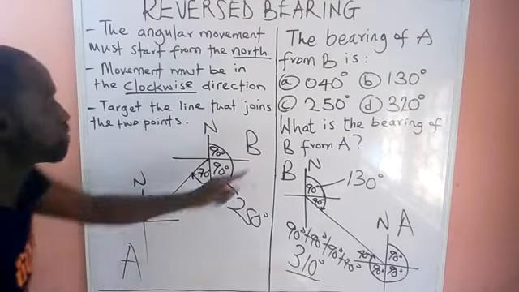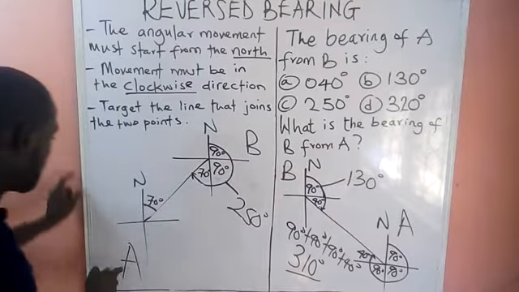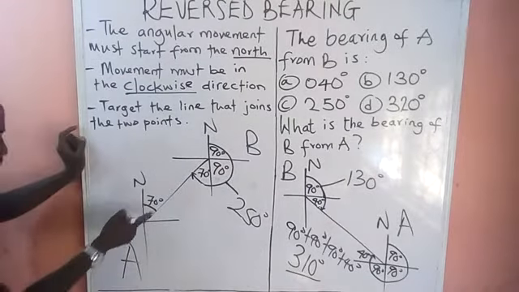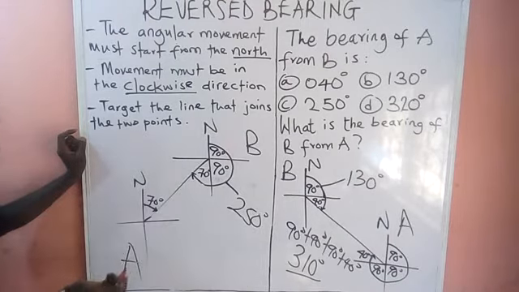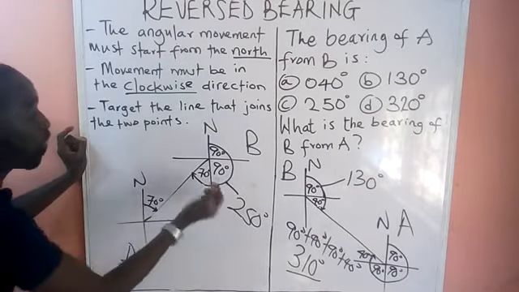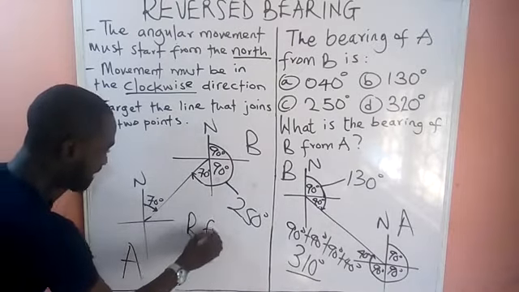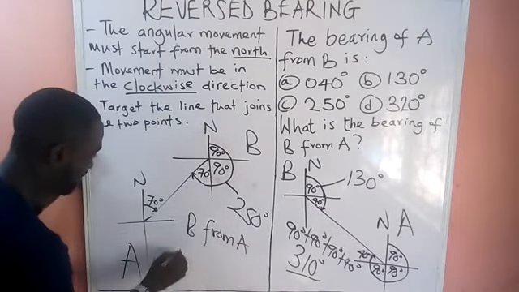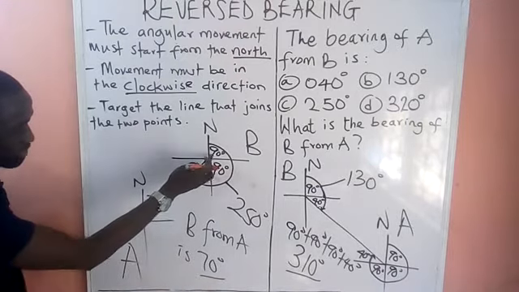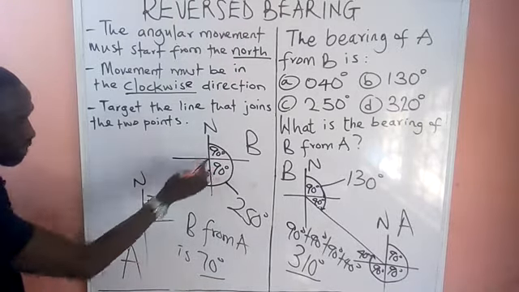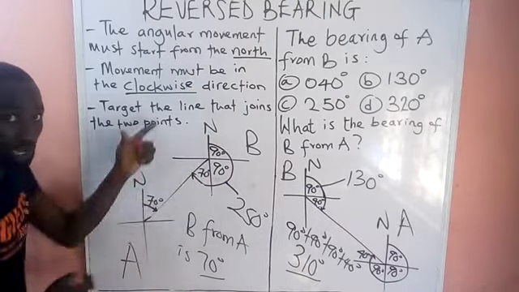Okay. What is the bearing of B from A? This is our A. What will be the bearing, class? Our target is the line that joins them together. So this is the line that joins them together. So what now is the bearing of B from A? It is 70 degrees. That's our target. This is the line that joins them together, and that's our target.